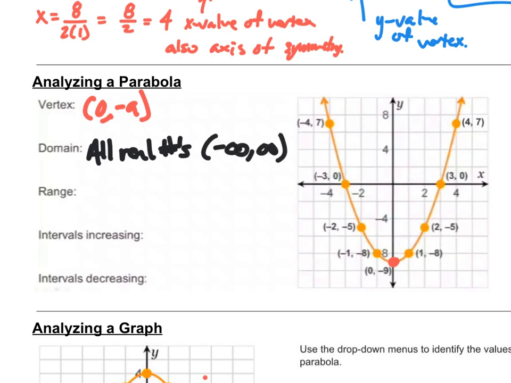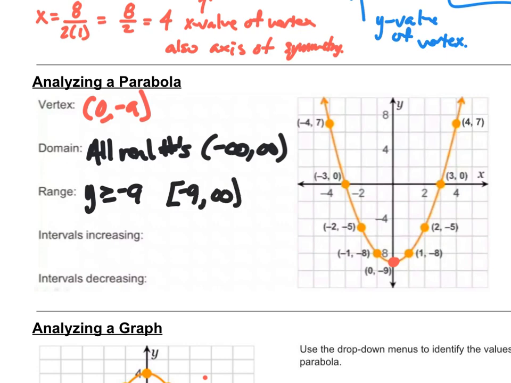Okay, the range is the set of y values, okay? And we know that the set of y values are going to be larger or equal to negative 9. Okay, that's the smallest y value. So I can say y is greater than or equal to negative 9. Or I can write this in interval notation and say negative 9 to positive infinity.